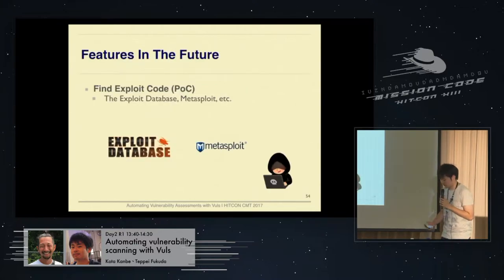Also, we are planning on introducing a function to notify you if malicious code to exploit particular vulnerabilities has been made public. This is because administrators must act quickly and apply security updates, since there's a higher risk of being exploited. This is done by getting information from ExploitDB, Metasploit, and so on.